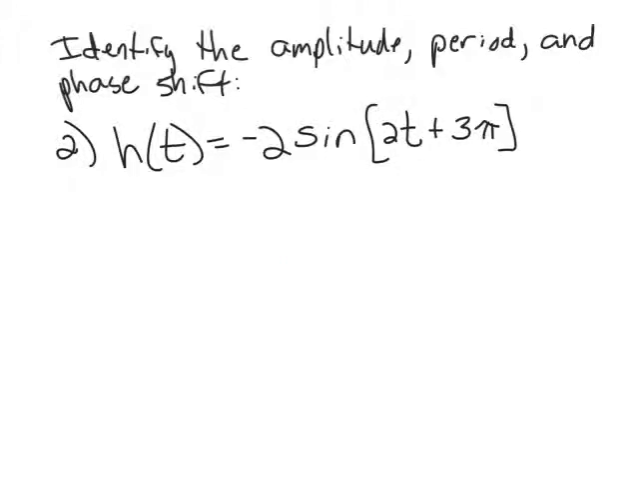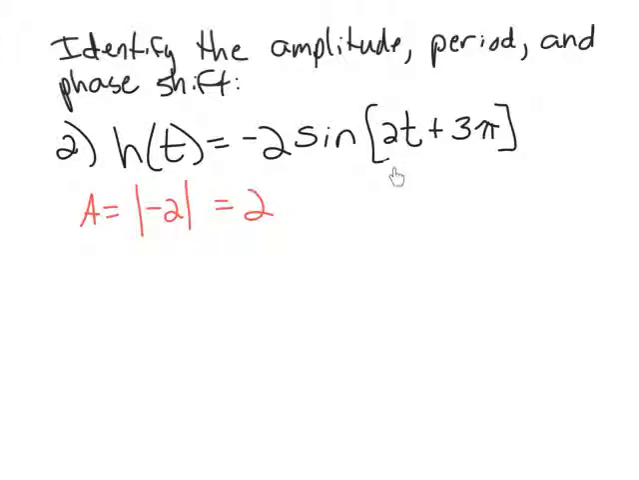So next we have an example that requires a tiny bit more work. We have h of t as our function. It's equal to negative 2 times the sine of 2t plus 3 pi. Let's look, at first, the first thing we want to do is identify the amplitude. It's the absolute value of negative 2. So please don't tell me it's negative 2. It's the absolute value of negative 2 because the amplitude is always positive. It's like a dilation. We only dilate with positive scale factors. So amplitude is 2.